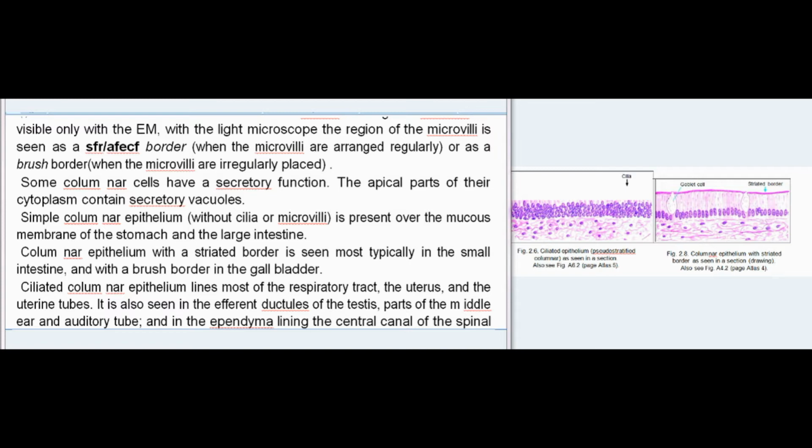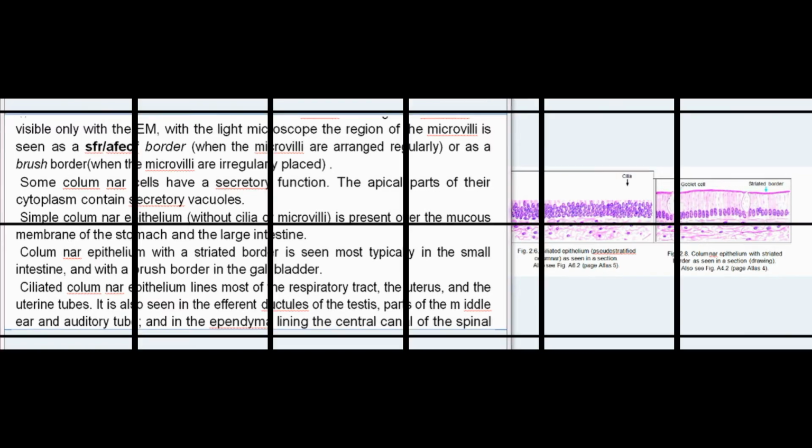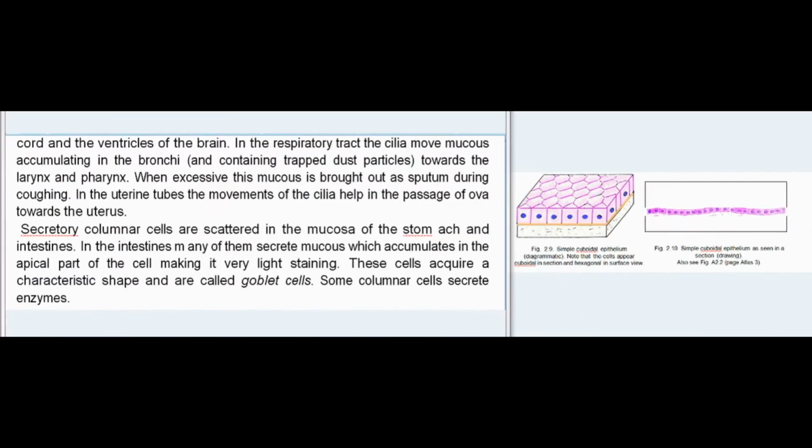Ciliated columnar epithelium lines most of the respiratory tract, the uterus, and the uterine tubes. It is also seen in the efferent ductules of the testis, parts of the ampulla and auditory tube, and in the ependyma lining the central canal of the spinal cord and the ventricles of the brain.